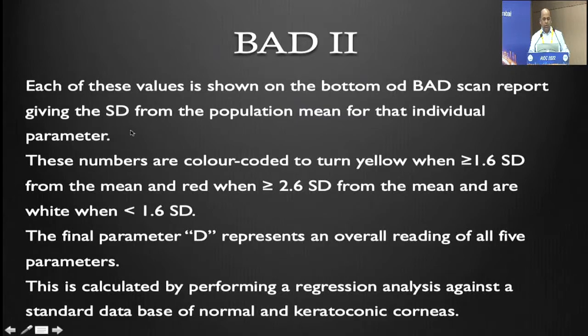So each of these values is shown at the bottom of the BAD scan, Belin-Ambrosio display scan report, giving the standard deviation from the normal population mean for that individual parameter. These numbers are color coded to turn yellow when it is more than 1.6 standard deviation, and red when it's more than 2.6 from the mean, and white when it is less than 1.6. So these values are important, and we should remember these values. The final parameter D represents an overall reading of all these 5 parameters, and it is calculated by regression analysis, which the software does.